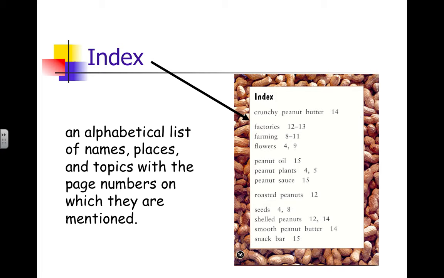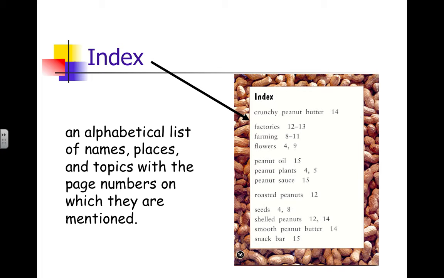The index is something that, for me, I was way older than I should have been before I understood what an index was in a book. So an index is going to be found next to the glossary most often. It's in the very back of the book. And this is when kids can look up key words.